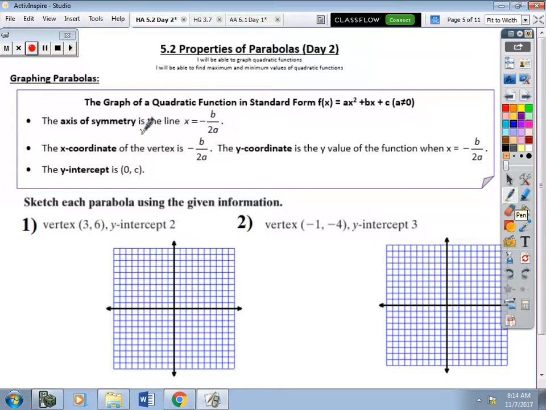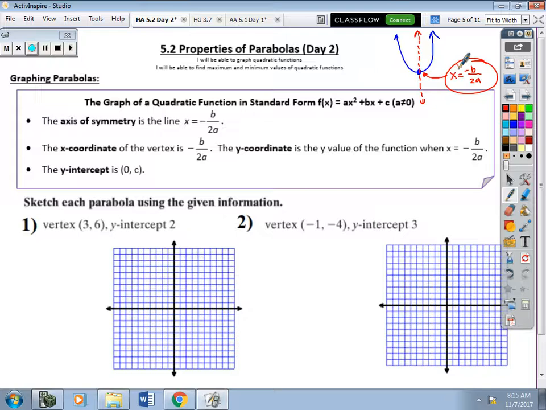Alright, so first, just a little review from last week. Remember that the axis of symmetry goes through the vertex. If we have our parabola here, here's my vertex. The axis of symmetry again has to go through that. And the formula for this is negative b over 2a, which needs to be memorized. The opposite of b over 2a. That's your axis of symmetry.